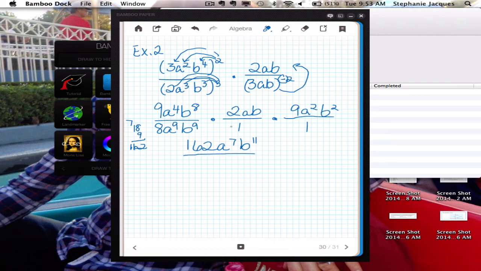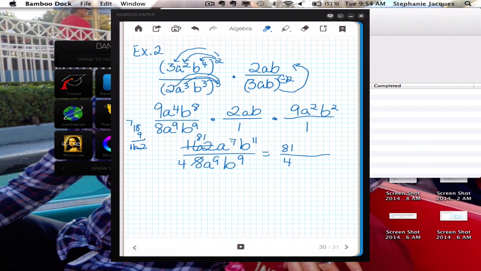On the bottom, I have 8 times 1 times 1, which is 8. I have 9 a's, so I'm going to go 9 a to the 9th, and 9 b's, b to the 9th. Now I need to simplify it even further. So I need to make sure that if 8 can go into that evenly, I would divide it. But 8 doesn't go into that evenly. So now we're just going to see, is there a greatest common factor that goes into 8 and 162? And off the top of my head, I'm thinking that 2 can go into those. So 2 goes into that 4 times, and 2 goes into that 81 times. And you can't go any further with that. So you have 81 over 4.